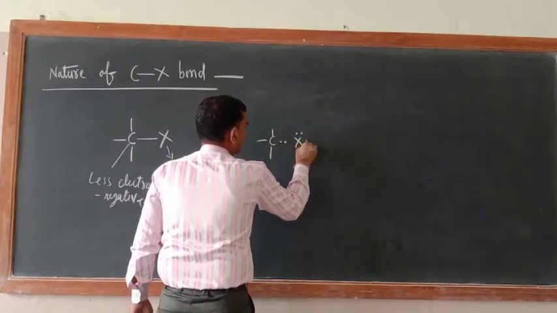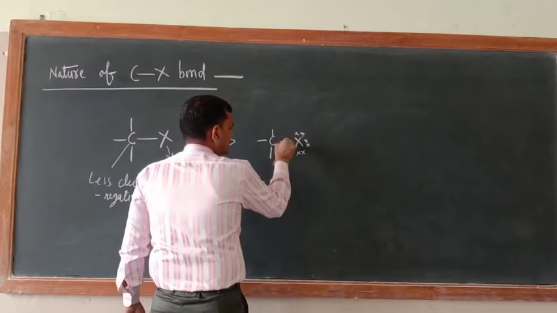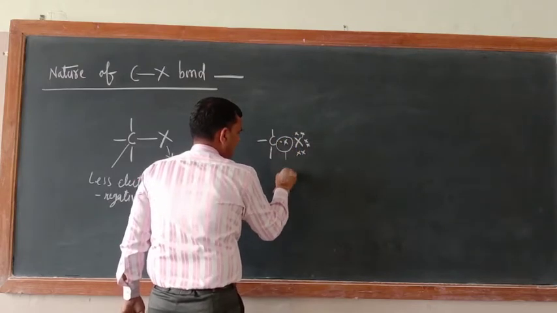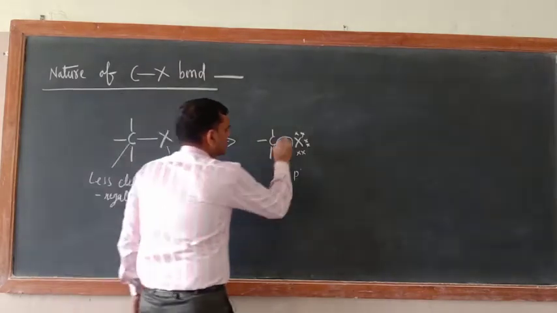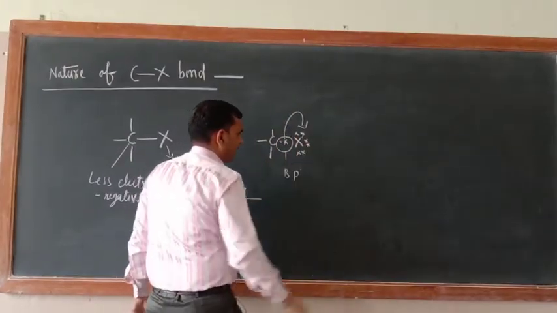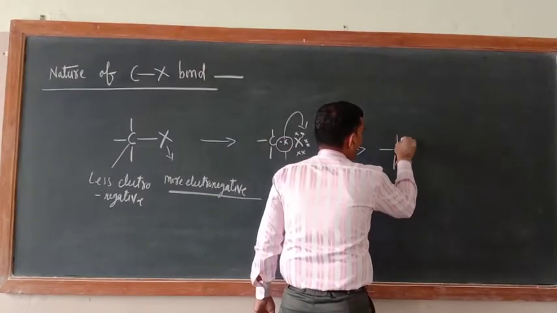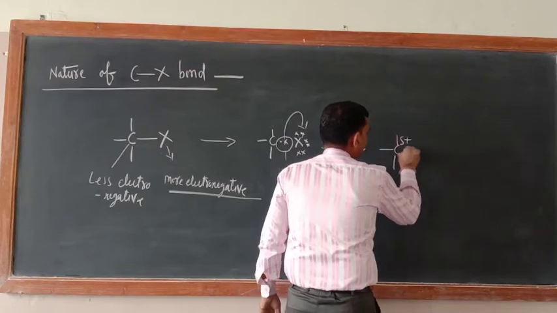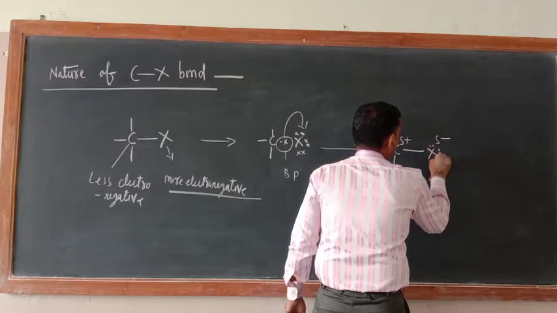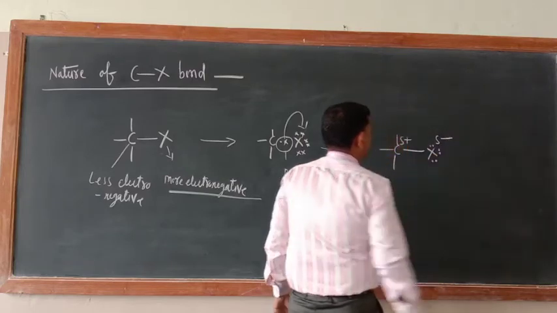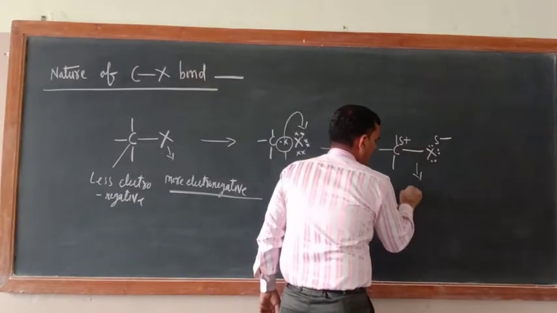Here 2, 4, 6, and here what is there? The 7th electron. So this is a bond pair electron. What is this one? Bond pair electron. Since X is more electronegative, this pair will be shifted this side, towards the halogen side. Then what would be there? C will acquire a partial positive charge and X will acquire a slightly negative charge. So the CX bond now becomes a polar bond.